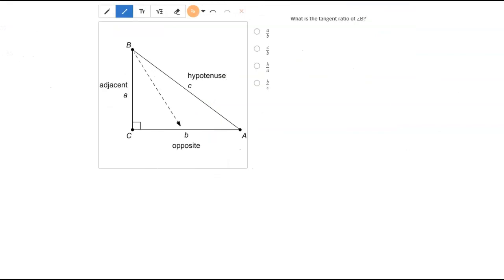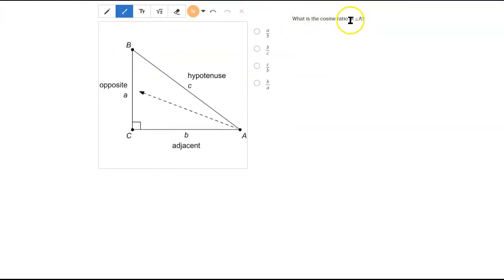Okay, so let's look at how we do this. What is the tangent ratio of angle B? So we're referencing angle B right here, and we're looking for the tangent. So that means we're going to take the opposite and we're going to divide it by the adjacent. So we're going to do B divided by A.